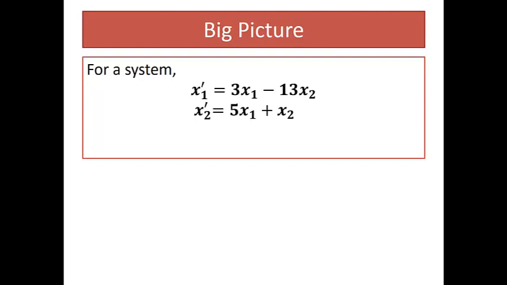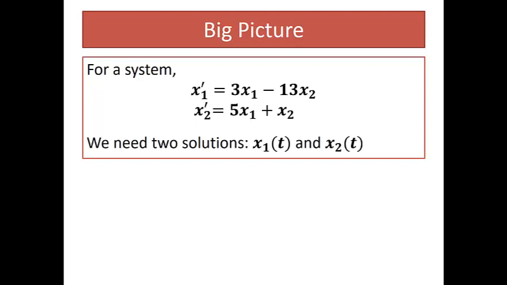So if we have a system of differential equations such as x1 prime equals 3x1 minus 13x2, x2 prime equals 5x1 plus x2. So big picture, when we go to solve this system, our solution is going to require that we be able to state explicitly what x1 of t and what x2 of t are. We need two solutions. We need to know what x1 is and we need to know what x2 is.